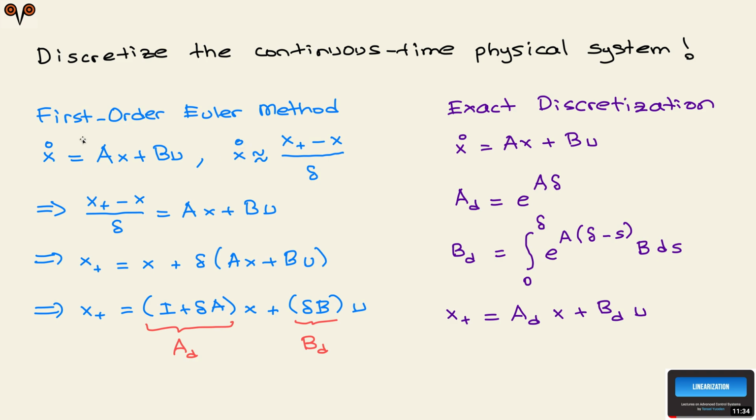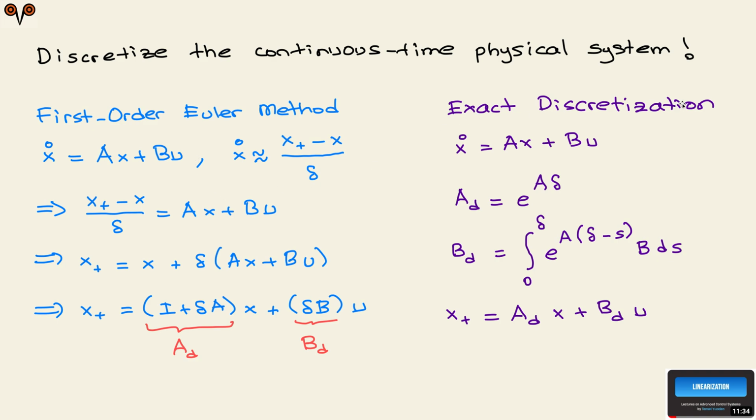So when you have a linear system and you use this approximation for x dot, I am putting it here, and we arrive at this difference equation: x plus minus x over delta equals Ax plus Bu, or x plus equals x plus delta in parentheses Ax plus Bu. Now let's group terms that depend on x. Since you have identity here, identity plus delta multiplied by A is your AD matrix, the discretized A matrix. And delta multiplied by B is the discretized B matrix. So this is your discrete time equivalent of your continuous time system, which is an approximation.